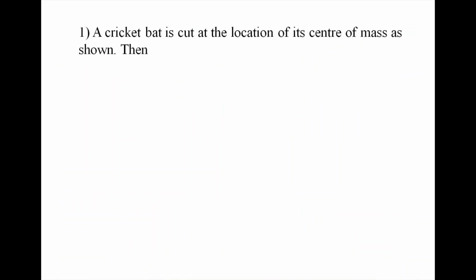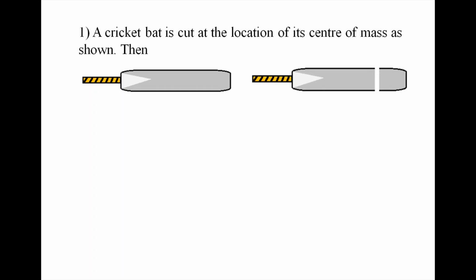First objective: a cricket bat is cut at the location of its center of mass as shown in the figure. Let's see the first figure, it is a regular bat, and the second one is the bat cut at the bottom point.